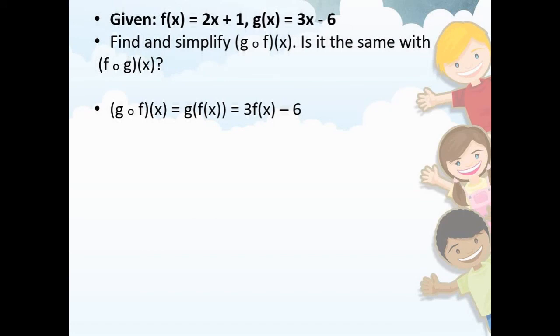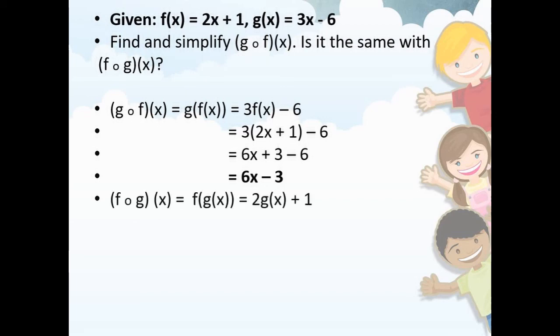We know that f of x is equal to 2x plus 1. So 3 times the quantity 2x plus 1, minus 6. That is equal to 6x plus 3 minus 6. So the answer is 6x minus 3.